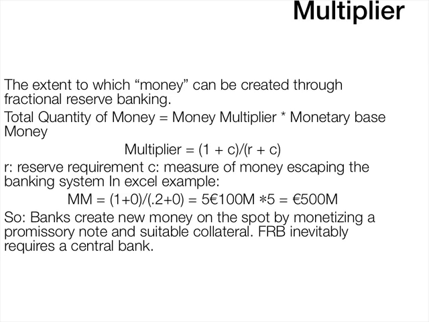The basic problem is if you have some reserve requirement R, and R could be 2%, R could be 10%, R could be 98%, whatever. Okay? Then C here would be a measure of money escaping the banking system.